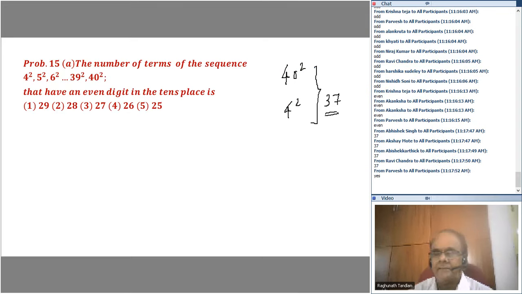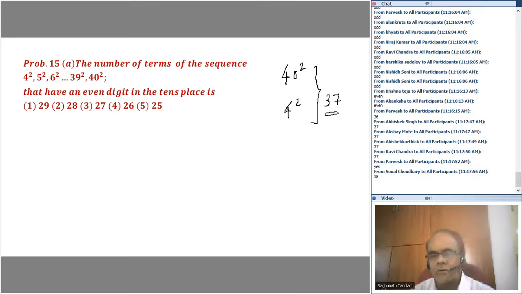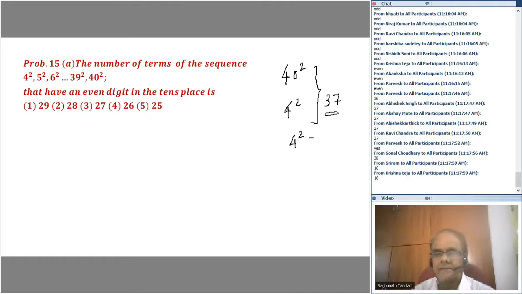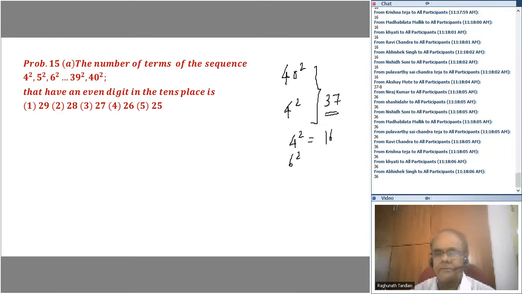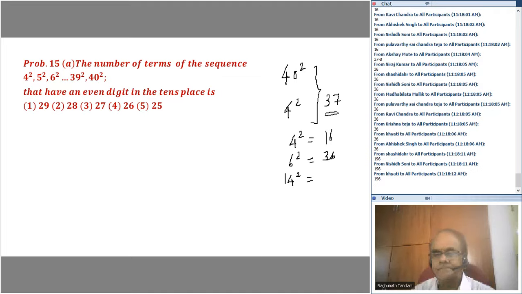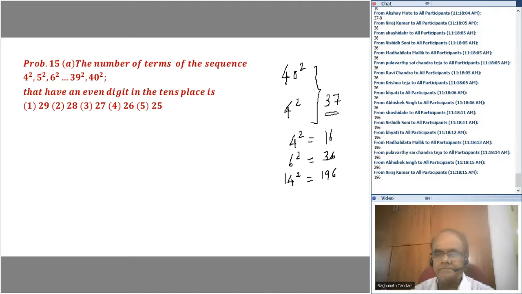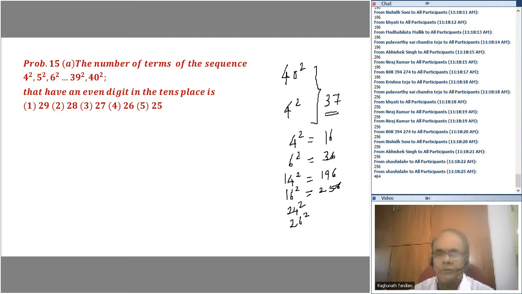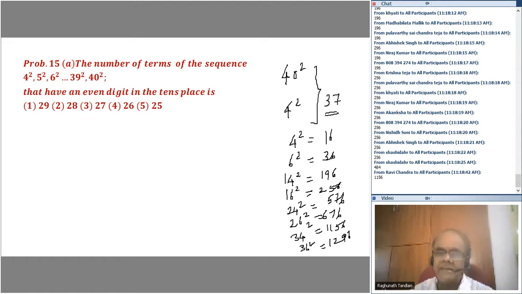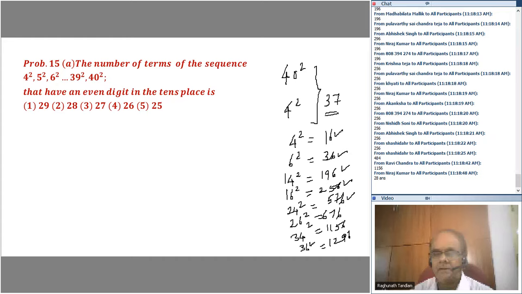Right. Which will have odd tens digits? What will be 4 square? 16. What is 6 square? What will be 14 square? What is 16 square? Similarly, 24 square, 26 square, 34 square, 36 square will have odd tens digits. 24 square is 576. 26 square is 676. 34 square is 1156. Other than these numbers, all other numbers will have an even tens place.